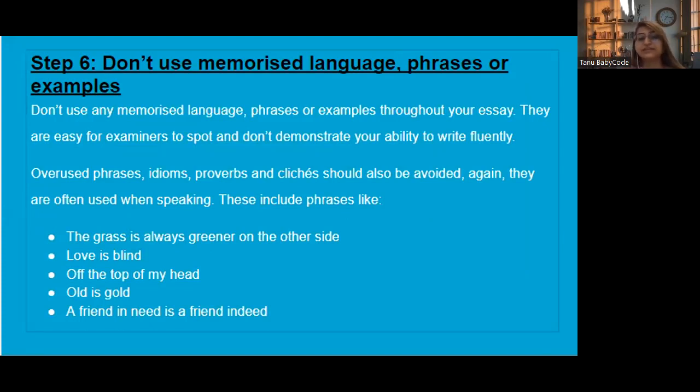Overused phrases, idioms, and proverbs should be avoided. Again, they are often used when speaking. These include phrases like the grass is always greener on the other side, love is blind, off the top of my head, old is gold, a friend in need is a friend indeed. So don't use these kinds of phrases or any examples like these.